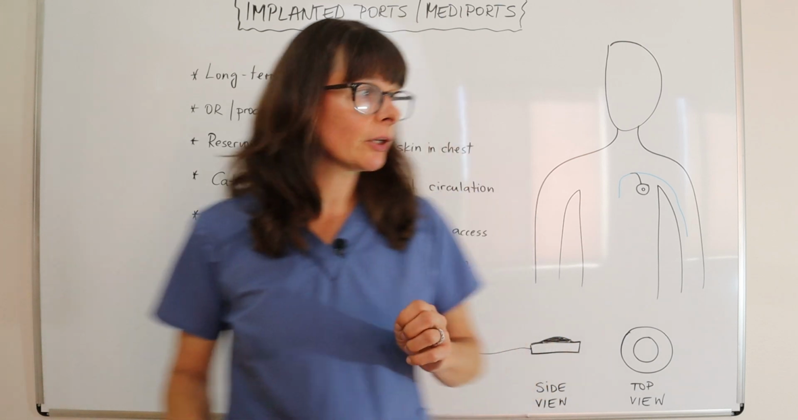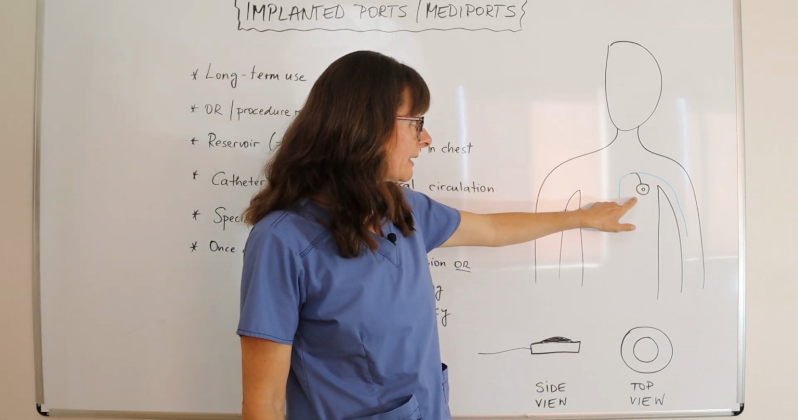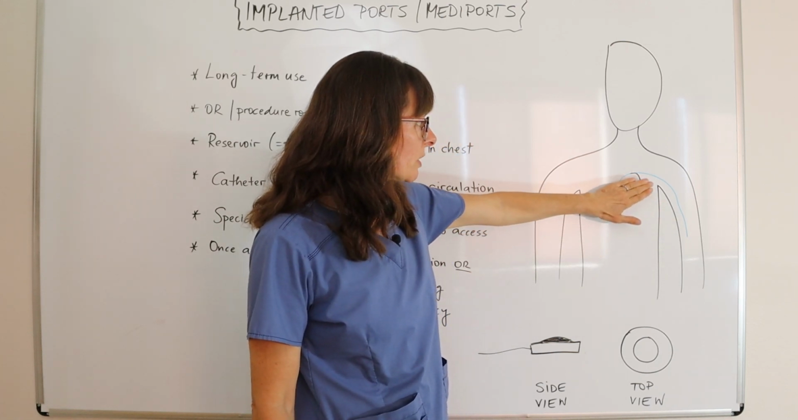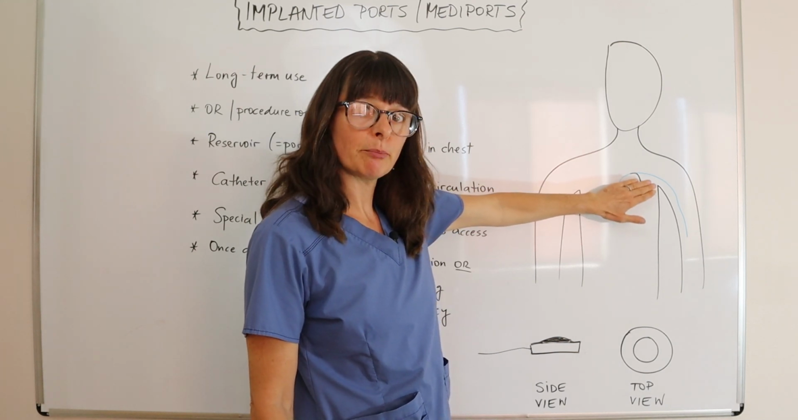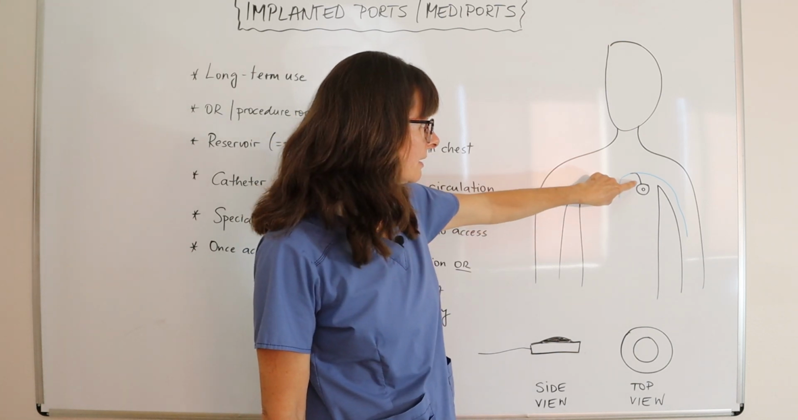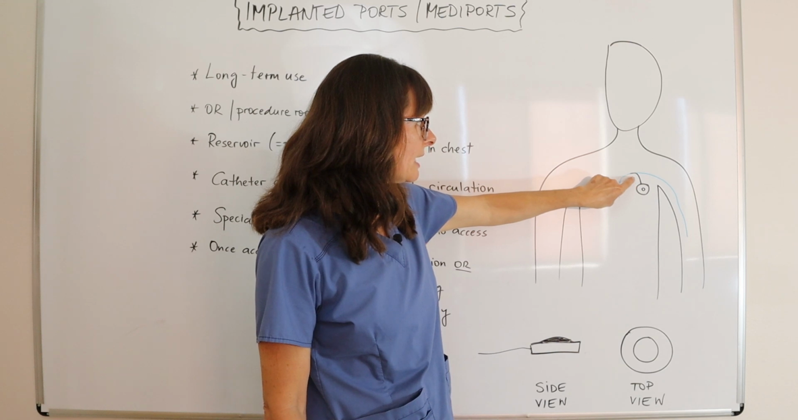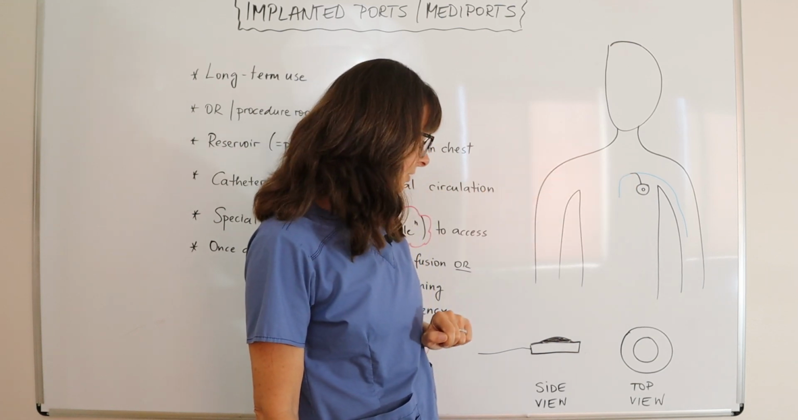So if we look at it over here, we have our patient. The disc right here is that implanted port. In blue is the subclavian vein. This port sits underneath the skin, so if I run my hands over it, I can feel the port underneath the skin. What I can't see is the catheter that runs from the port, from that reservoir, into the patient's subclavian vein, into that central circulation.